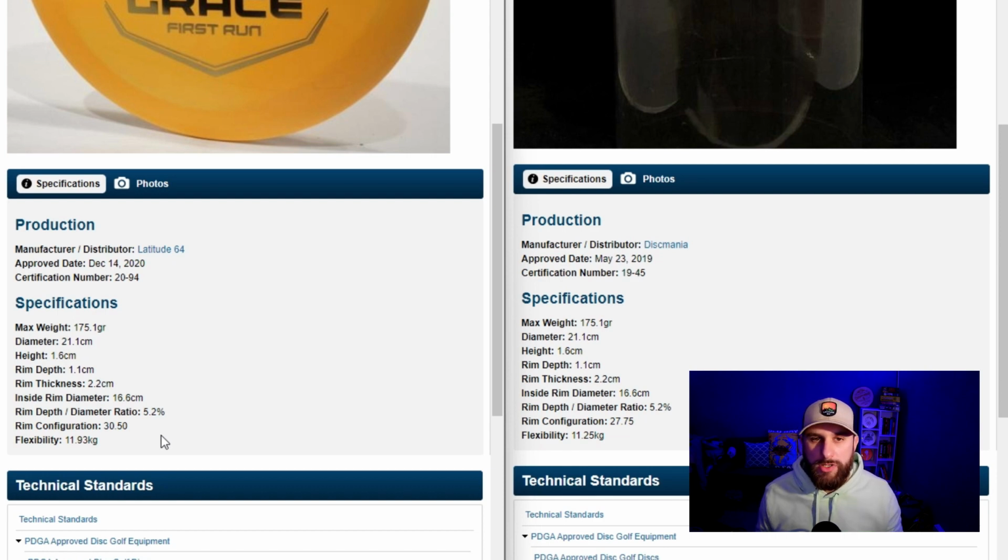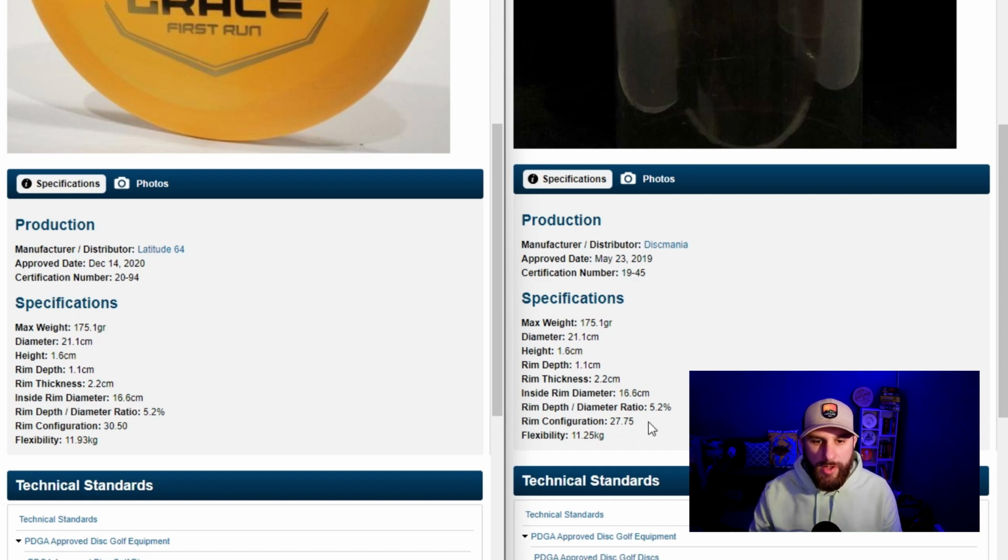So I wanted to share that as well, so you guys could see if you're looking for something that's a little bit different. It doesn't have to be a distance driver. It could be a fairway driver, it could be a mid-range. You can find something a little bit different. Now I'm just going to show you one more thing.